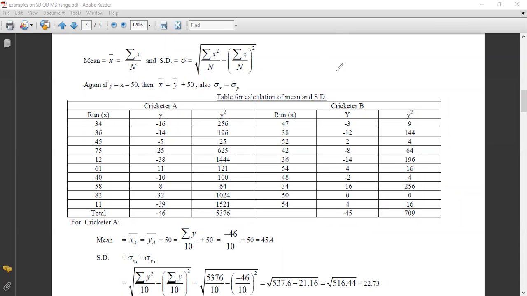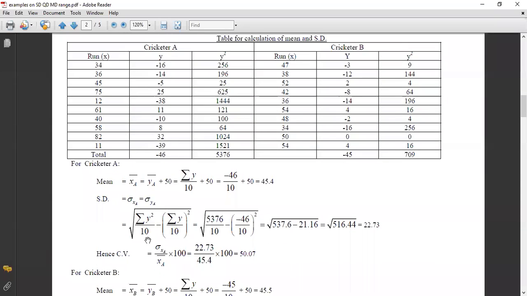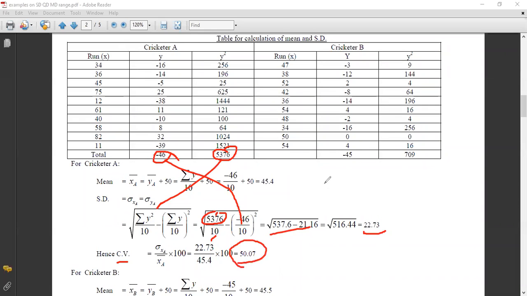Similarly, if you go for sigma for the cricketer A, you know already the formula is summation y square by n minus summation y by n the whole square. The summation y square is calculated by 5376 for y, and we write it here 5376 by 10 minus 46 by 10, already calculated, squared, and by calculating you can get 22.75. Now the CV for the cricketer A by simply sigma by x bar, that is 22.73 by 45.4 into 100, you can get 50.07.